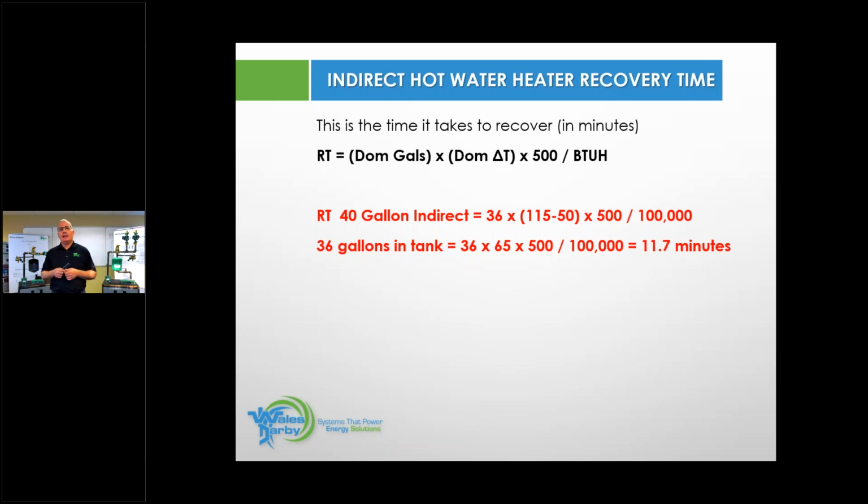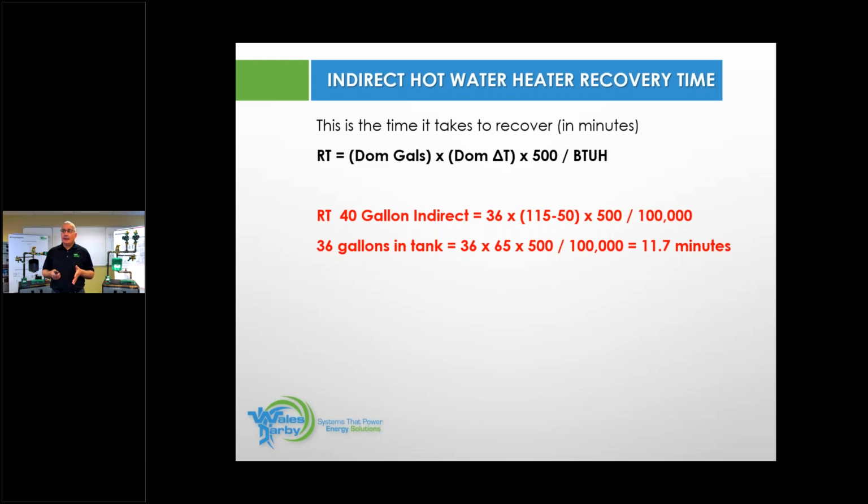Well, we're going to give you a 40-gallon indirect, which is the most common. 36 is the available gallons, because we've got a coil in that tank. So it's really 36 gallons. We're using 115 as our outgoing temperature. You could change that to 120 if you choose, but we're using 115 as this example. Where does 50 come from? Average water temperature of the incoming water coming into that tank.